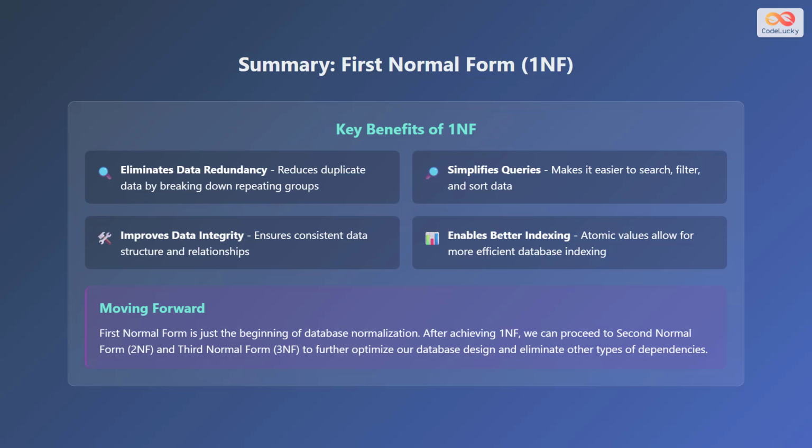First normal form is just the beginning of database normalization. After achieving 1NF, you can proceed to second normal form, often abbreviated as 2NF, and third normal form, often abbreviated as 3NF, to further optimize your database design and eliminate other types of dependencies.